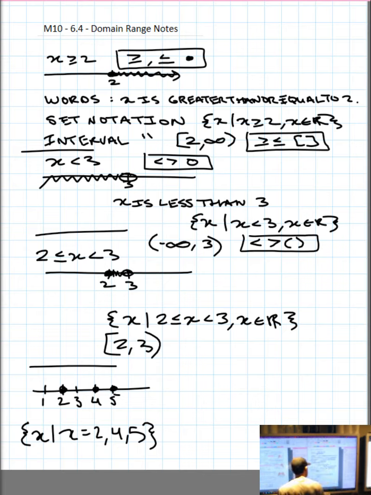So that's going to be an introduction to domain and range on the number line only using x. A review from grade 9.